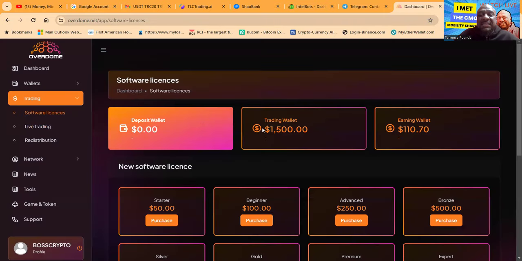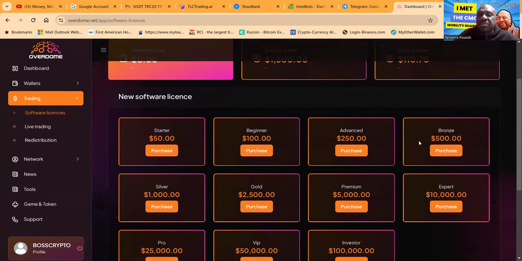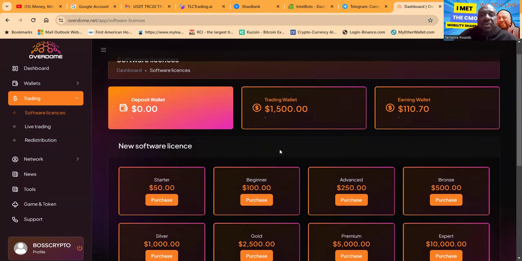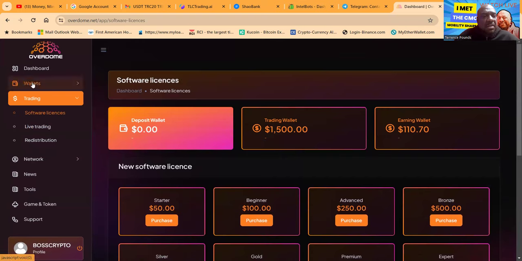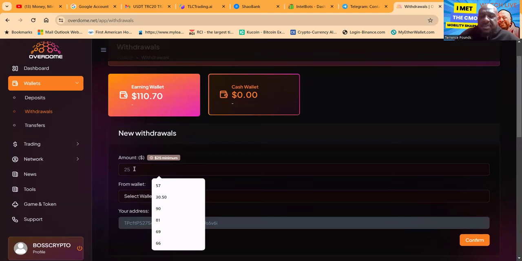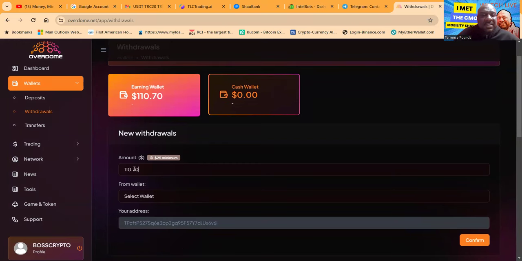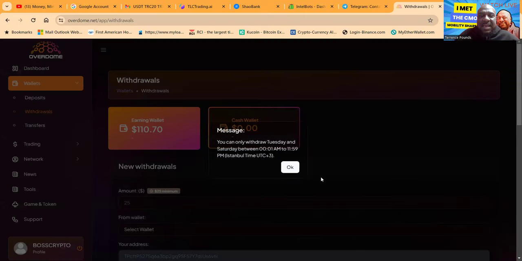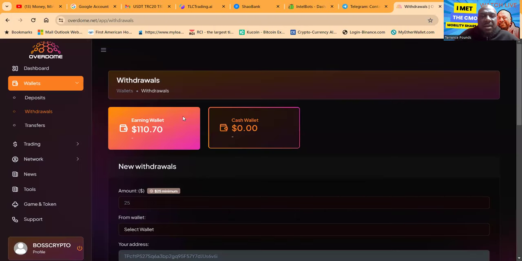Now, folks, the software licenses, you see I put in $150. I got $110 in my earning wallet. Withdrawals are Saturdays and Tuesdays only. So you've got to remember to come in on Saturday or Tuesday to withdraw. Now, I might be able to go get this out of my earnings wallet. Who knows? Let me see here. Let's see what's here. 110.70. Because if I can, you know what I'm going to say. I want that. And then wallets, earning wallet. Let me confirm this. Oh, look, see, Tuesdays and Saturdays. I tried. You knocked me for trying. All right, cool. So I'll come back and withdraw on Tuesday or Saturday, right?